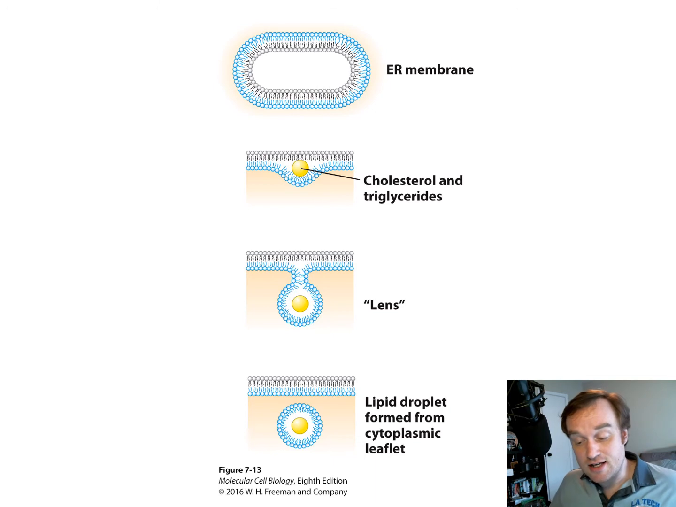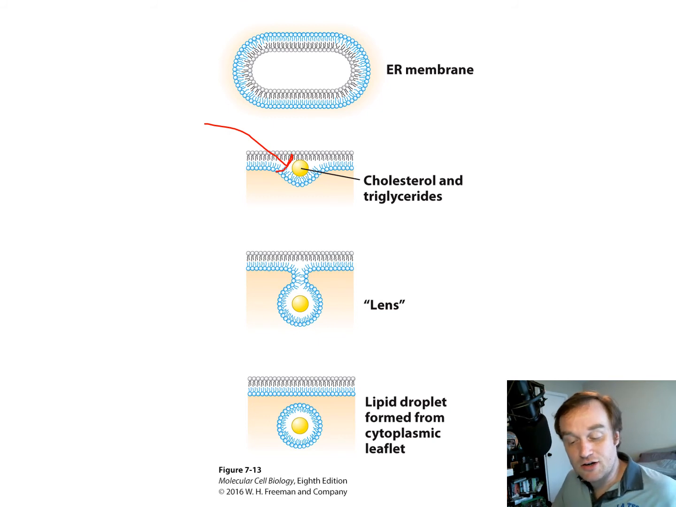But in terms of lipid droplet formation, cholesterol esters and those triglycerides will accumulate within the hydrophobic core of this lipid bilayer. And then delamination of the two lipid monolayers, so delamination meaning pulling apart here, forms what we call a lens. So you can kind of see that it looks like the lens of an eye. The lens grows and creates this spherical droplet and releases by scission of this neck here.